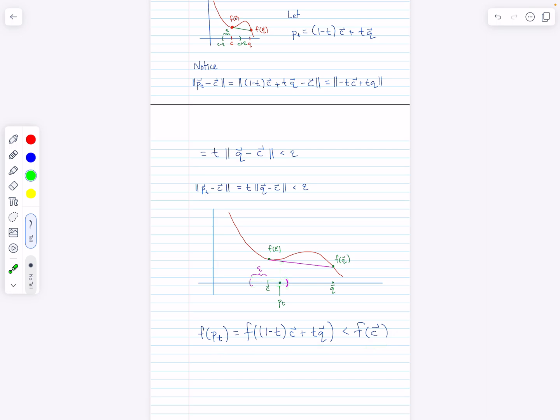Now, because I can do that for any value of epsilon I want, no matter how small, that means that there's no little window around c in which c looks like a local min. For every little window around c, I can always find a point inside that window where the function is smaller than it is at c. And what that does is it contradicts the fact, so this contradicts the fact that c is a local min.